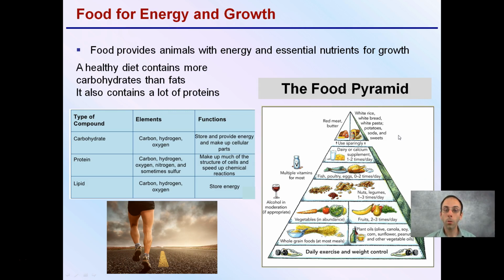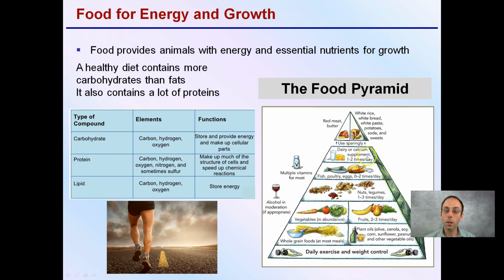Now, why do we consume food? Well, we consume food to gain energy. And a healthy diet contains more carbohydrates than fats. It also contains lots of proteins. You may remember from macromolecules, carbohydrates are important for storage of energy, but also provide quicker energy that can be simple monosaccharides such as sugars. Proteins make up much of the structure of cells and also can speed up chemical reactions in the form of enzymes. Lipids are for long-term storage of energy.